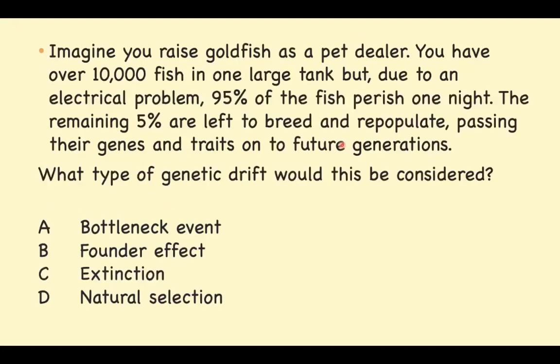Okay, last question. Panjang sikit soalan dia. Imagine you raise goldfish as the pet dealer. You have over 10,000 fish in one large tank. But due to an electrical problem, 95% of the fish perish one night. Habis, mati semua. So the remaining 5% are left to breed and repopulate, passing their genes and traits on to future generation. So what type of genetic drift would this be considered?